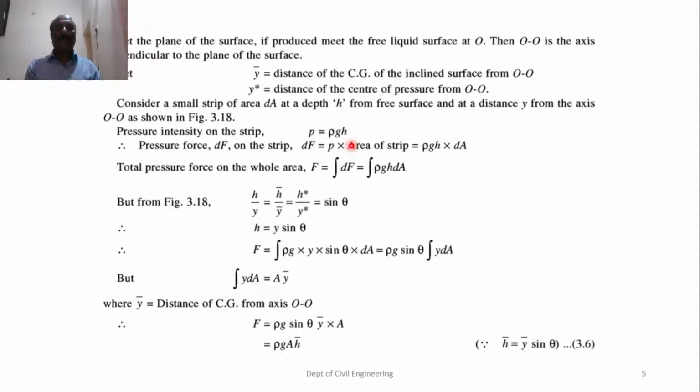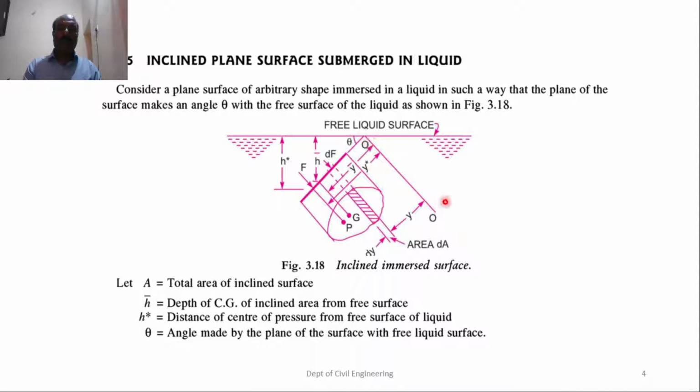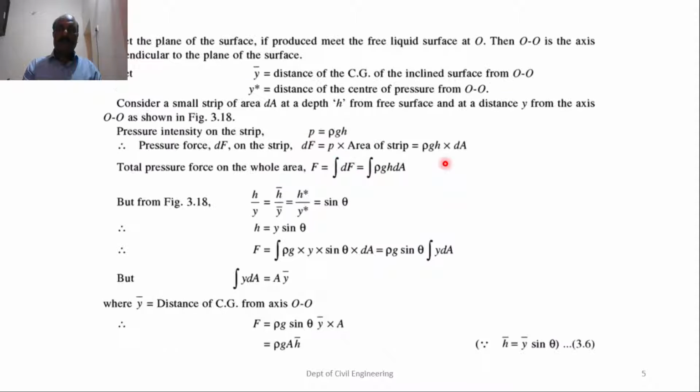Let the plane of the surface, if produced, meet the free liquid surface at O. That is, O is the axis, perpendicular to the plane of the surface. So this line O is perpendicular to this plane. This y bar is the distance of the CG of the inclined surface from O.